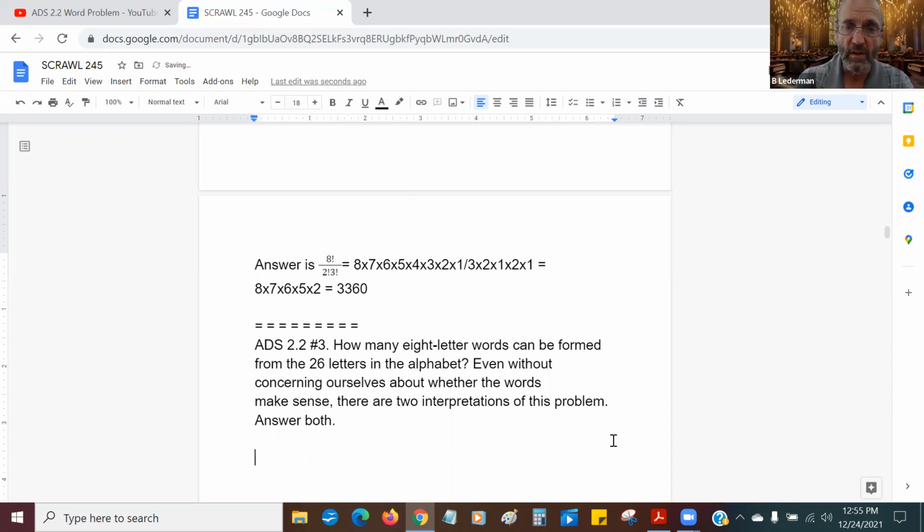So I'm going to say non-repetition. We'll call it case 1. Well, it's not really case 1, it's interpretation 1, which is non-repetition. Is that how you spell it? No, it's not how you spell it. How do you spell repetition? Oh, there we go.